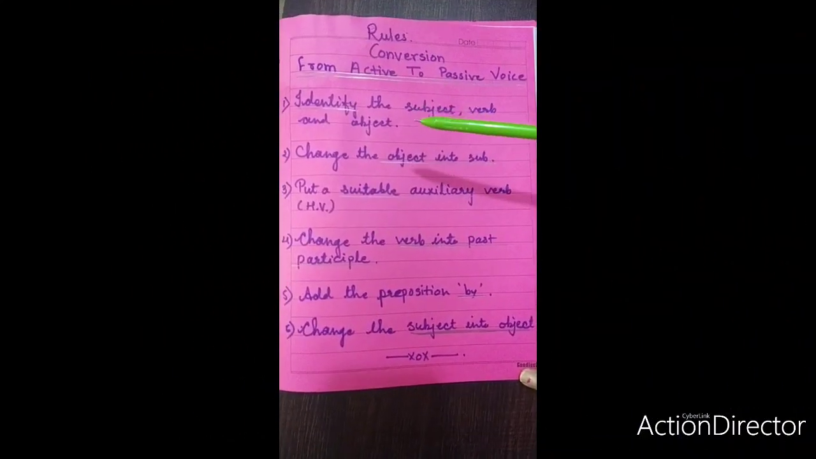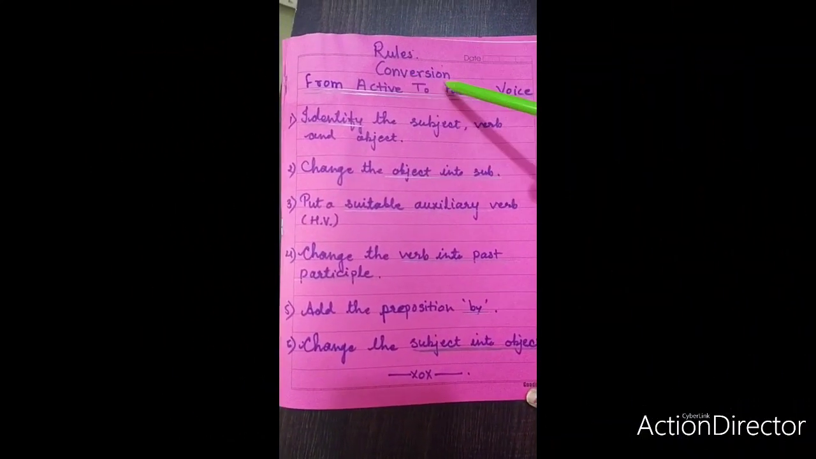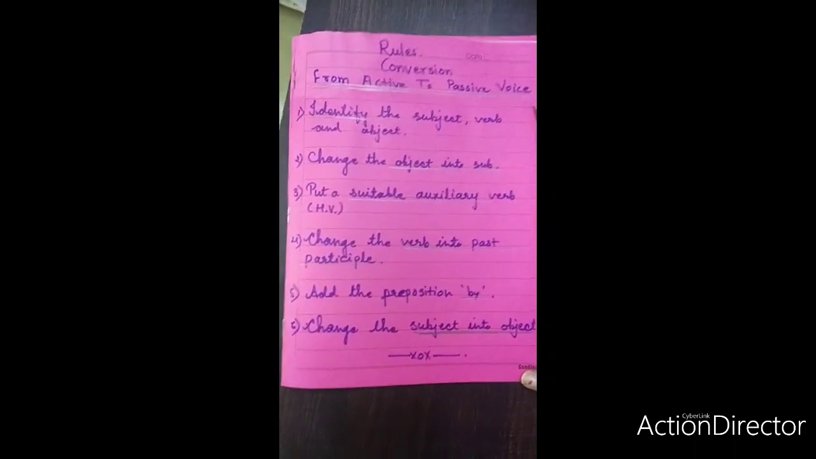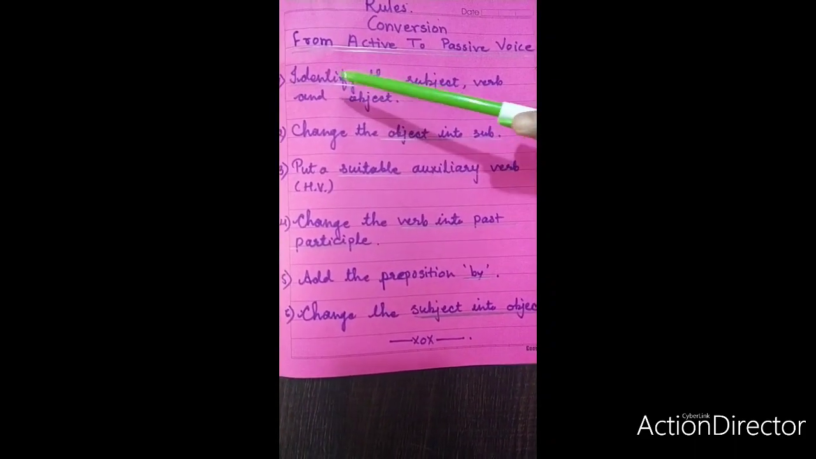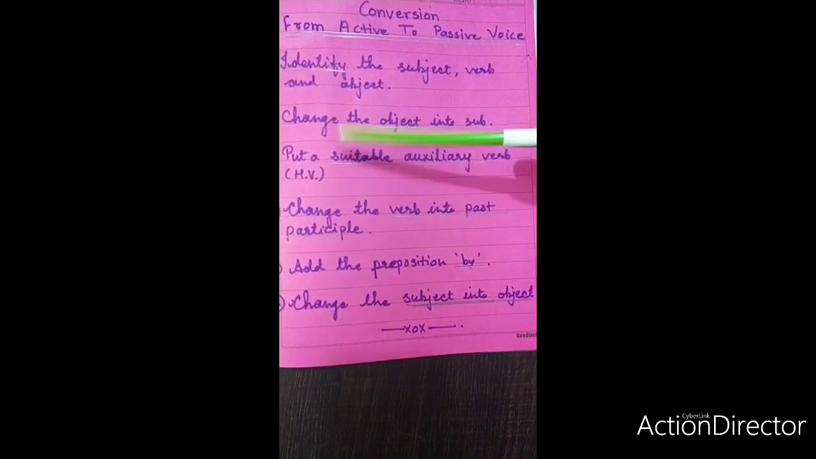Now, let us see the rules. See here, students, rules for conversion from active to passive voice. Which rules we have to follow? First of all, identify the subject, verb and object.